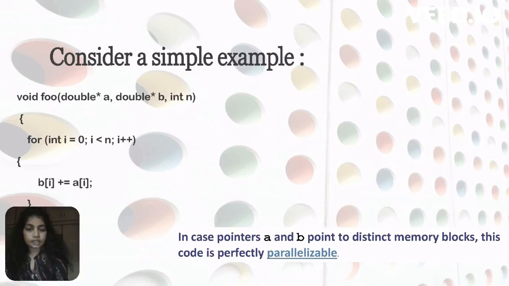Consider a simple example here. In this case, pointers A and B point to distinct memory blocks. This code is perfectly parallelizable.